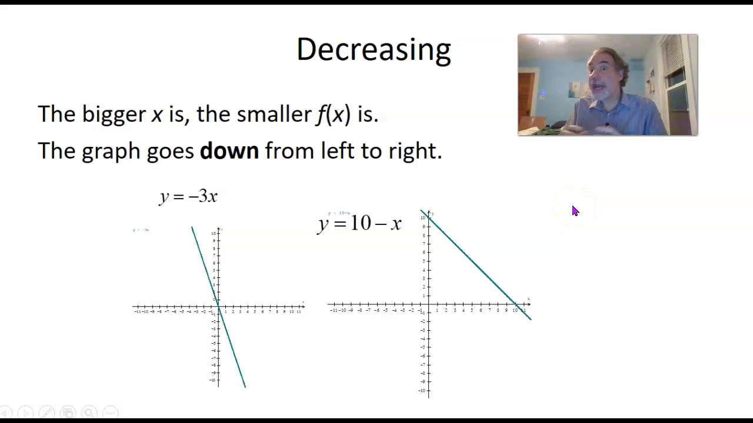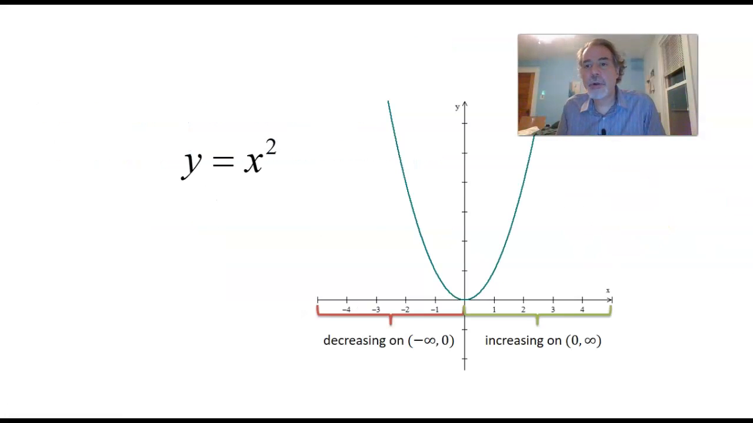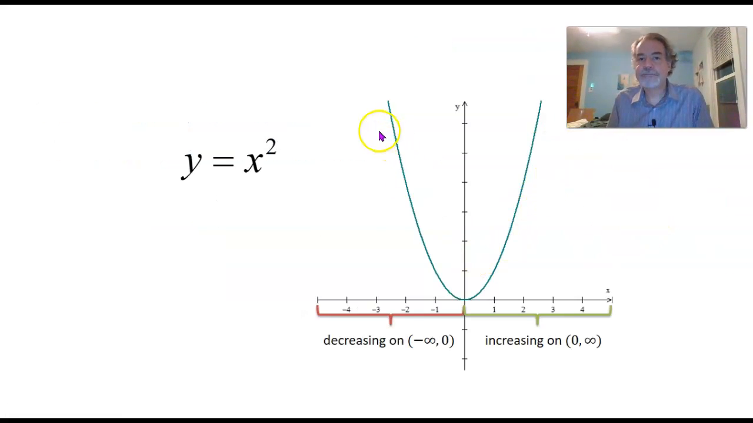And then you can have a function that's increasing part of the time and decreasing part of the time. For example, the squaring function. If the number you plug in for x is a positive number, if you're plugging in positive x's, the bigger x gets, the bigger x squared is going to be. As x goes from 1 to 2 to 3, x squared is going from 1 to 4 to 9.